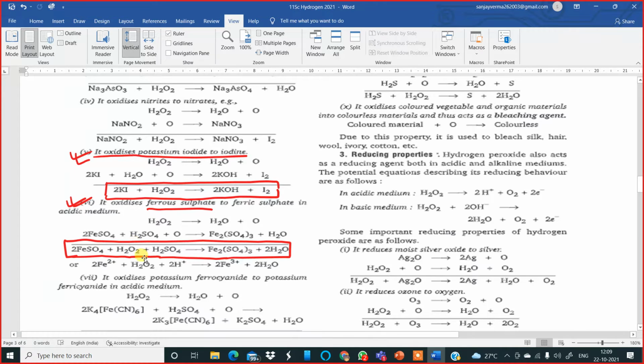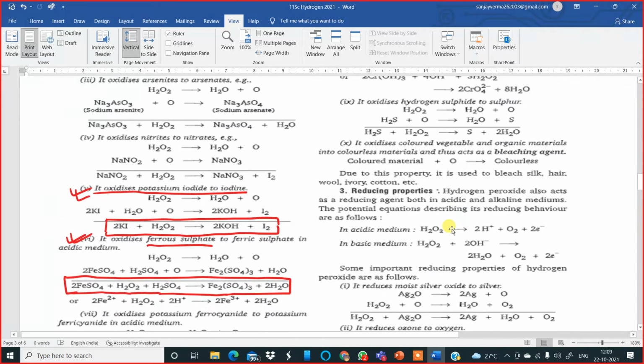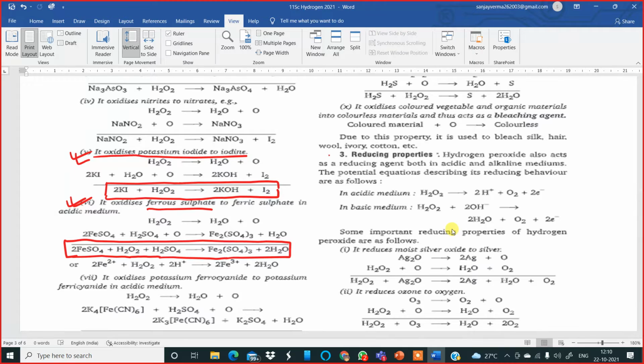And then if you go to the next column over here, the next important reaction to be learned is under reducing properties. Why is hydrogen peroxide reducing? It also acts as a reducing agent both in acidic and alkaline mediums. The potential is mentioned over here. In basic medium, hydrogen peroxide reacts with hydroxyl ions to give water, oxygen, and two electrons are given out. These two electrons act as reducing.